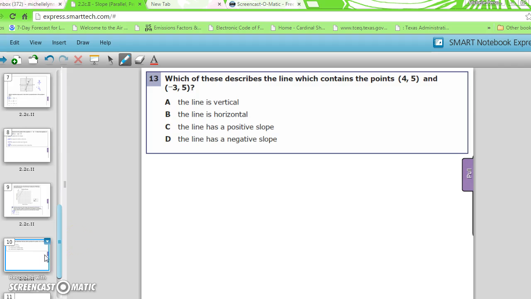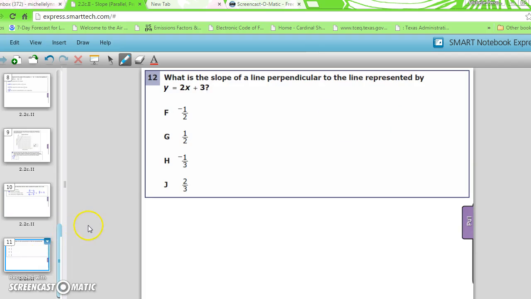Which of these describes the line that contains these points? Once again, y1 minus y2 over x1 minus x2. So 5 minus 5 over 4 minus -3. Okay. When you pop this one in your calculator, you'll get 0 over 1, which just comes out to be 0. Okay, which one has a slope of 0? It's our friend Oi.